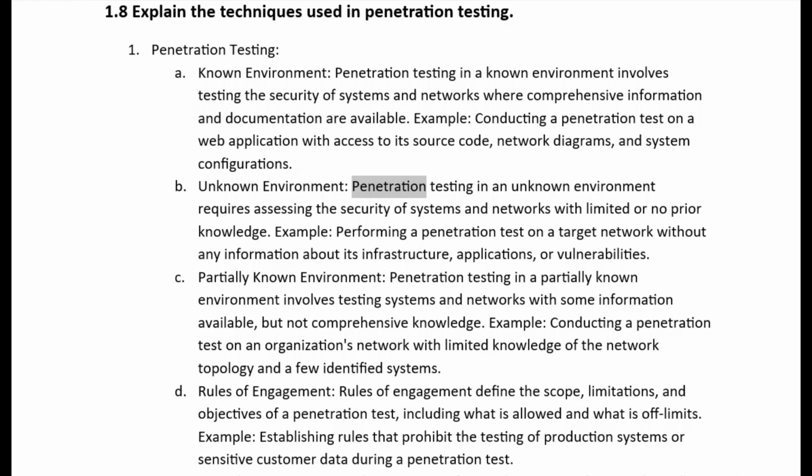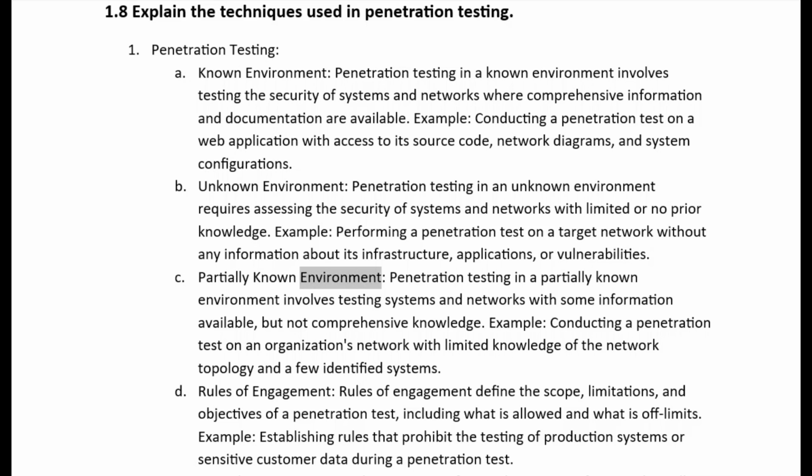Unknown environment. Penetration testing in an unknown environment requires assessing the security of systems and networks with limited or no prior knowledge. Example: performing a penetration test on a target network without any information about its infrastructure, applications, or vulnerabilities.